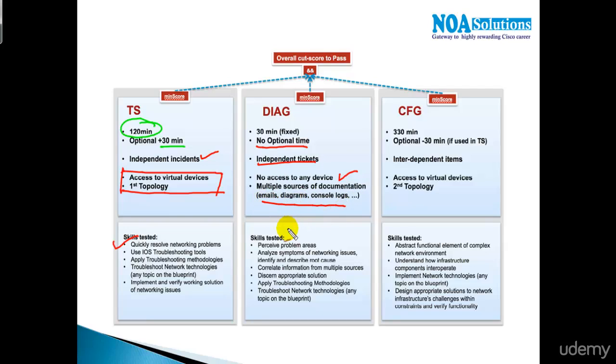And you'll be given multiple sorts of documentation like emails, diagrams, console messages or syslog messages, or packet capture information. In the configuration section, you have 5.5 hours, that is 3 hours 30 minutes, that is 330 minutes. Optionally, if you are using the 30 minutes here, it will be directed from the configuration section. So each and every question is dependent on each other.